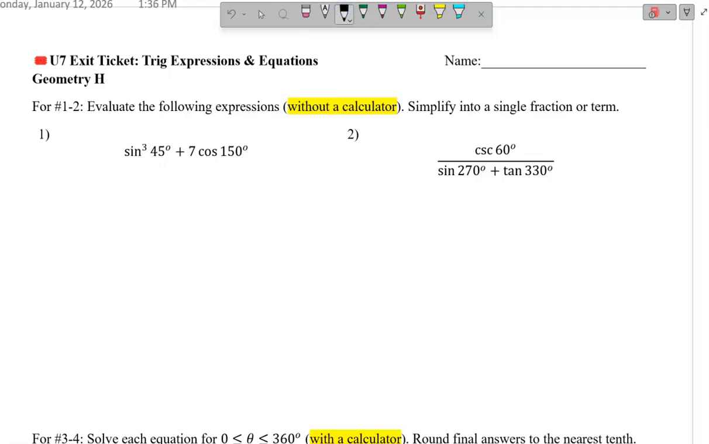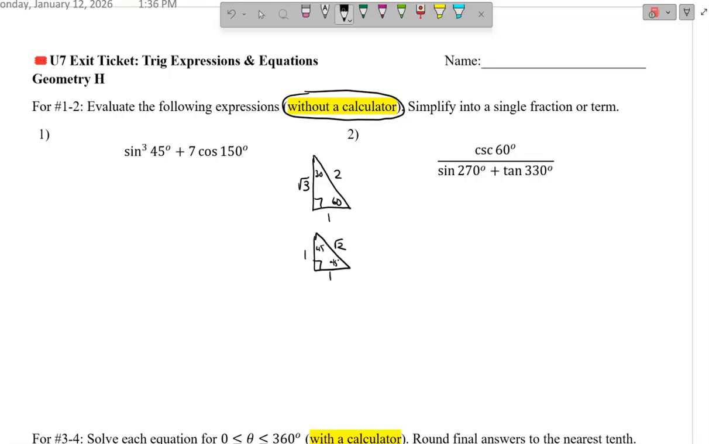Now, in questions 1 and 2, we have to do this problem without a calculator. These were pretty difficult in the sense that in number 1, we needed to know our values of the trig toolbox. The ones I'm going to write down that I'll be needing for sure are my 30, 60, 90 triangles. So make sure you know these, as well as my 45, 45, 90 triangle.